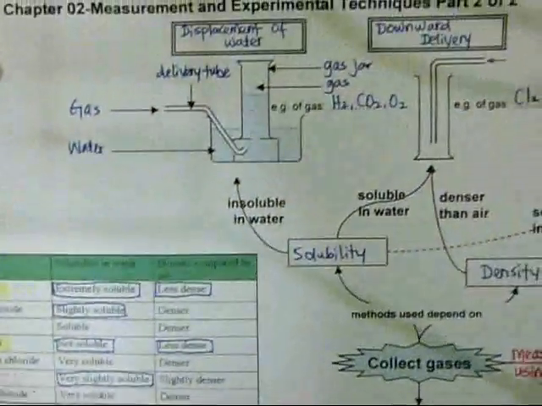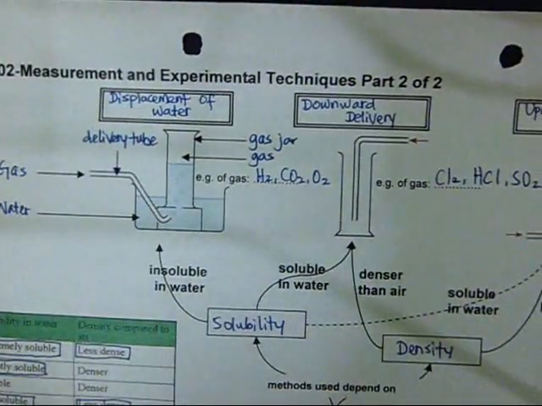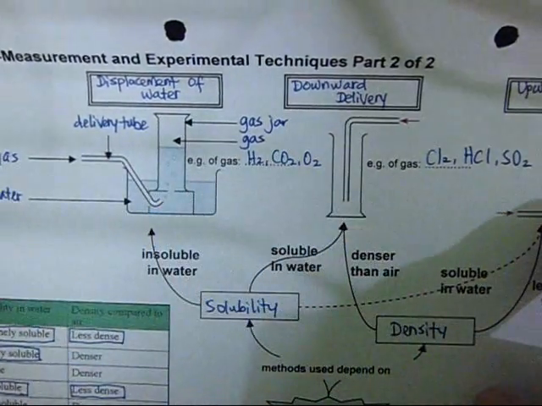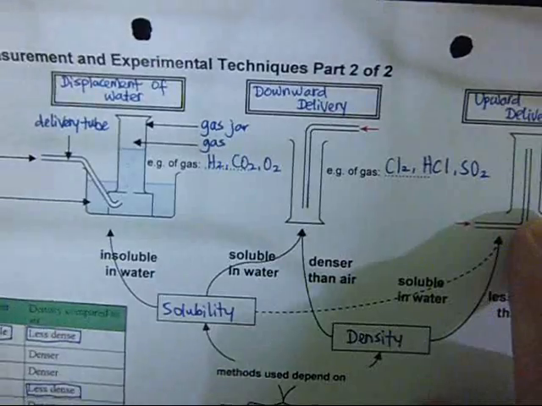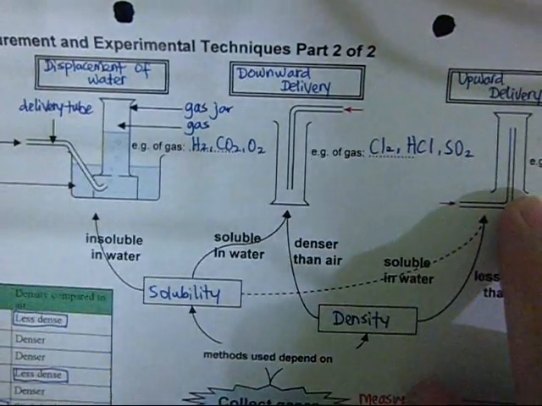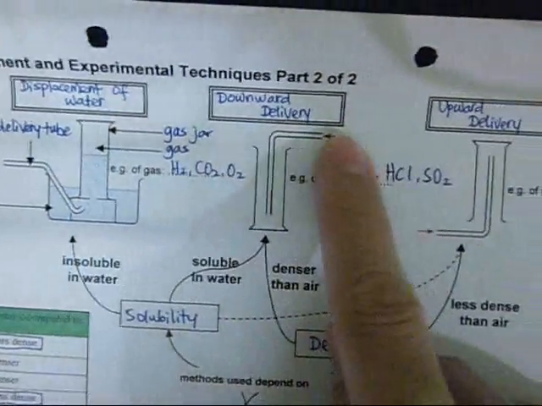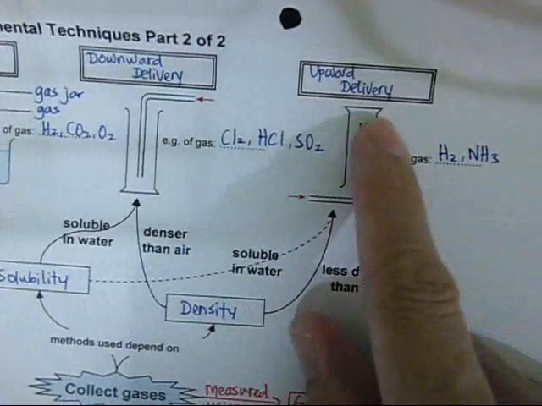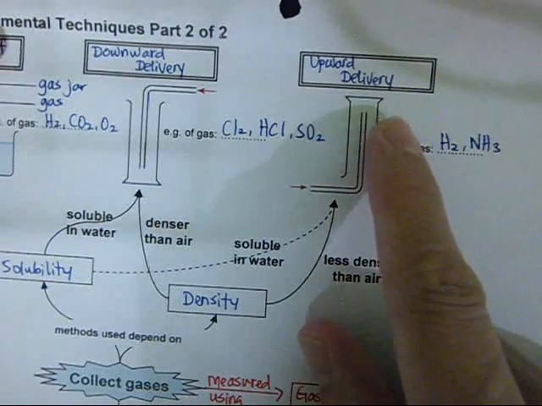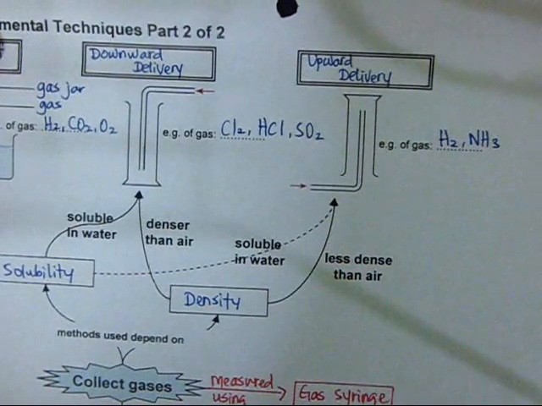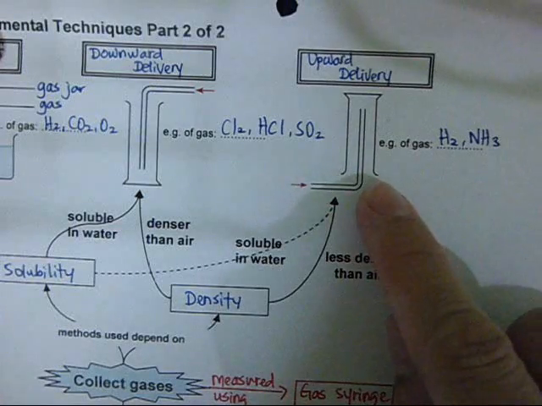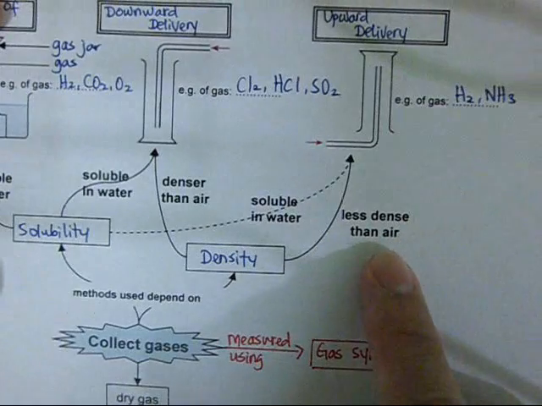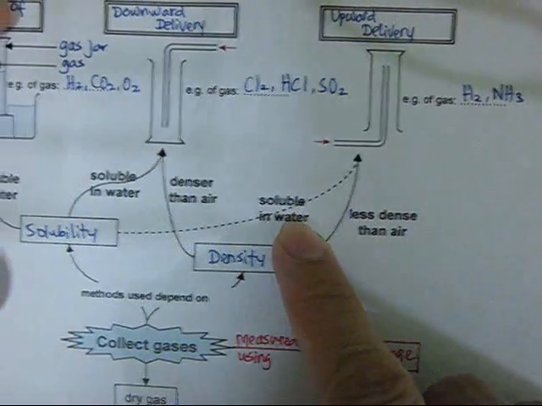And then for the measurement and experimental technique, part 2 of 2. These three are the gas collection methods, the methods used to collect a gas in the laboratory: displacement of water, downward delivery, and upward delivery. You have to remember for each method what are the characteristics of the gas that can be collected using this method. For example, upward delivery is only for gas that is less dense than air and soluble in water.